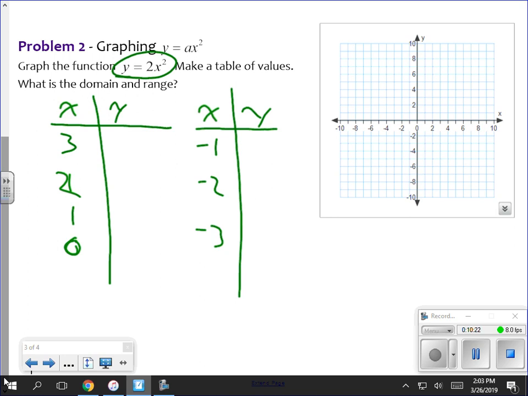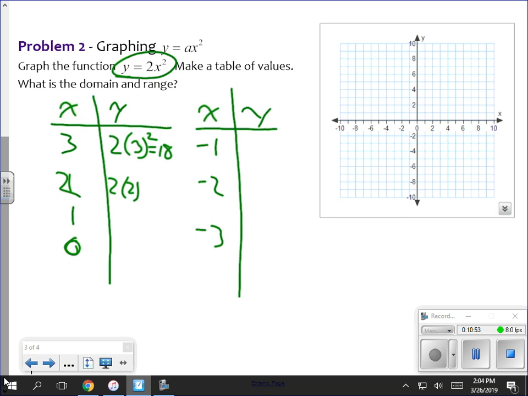This is important that you remember your order of operations when you do these problems. So I have 2x squared. So when x is 3, my y is 2 times 3 squared. What do I do first? Multiply by 3 or square? I square first. Order of operations. Exponents before multiplication. 3 squared is 9 times 2. I get 18.